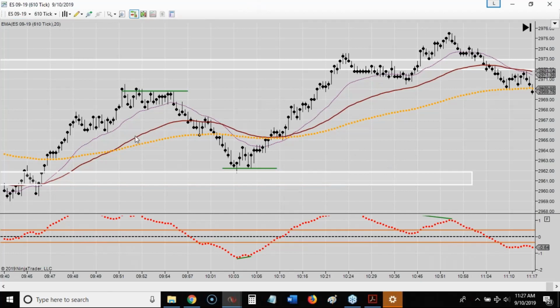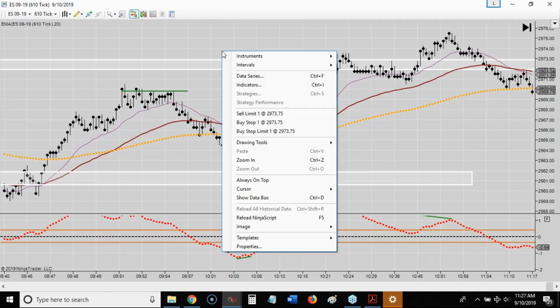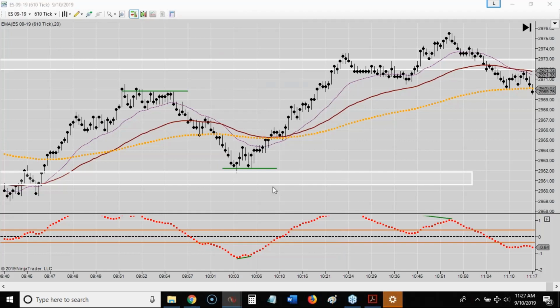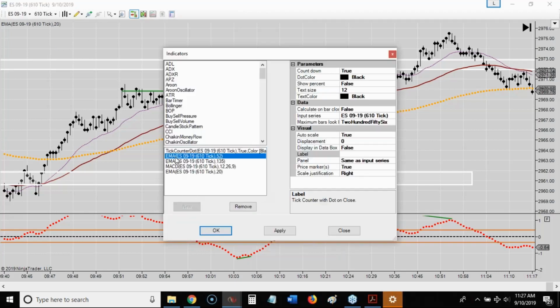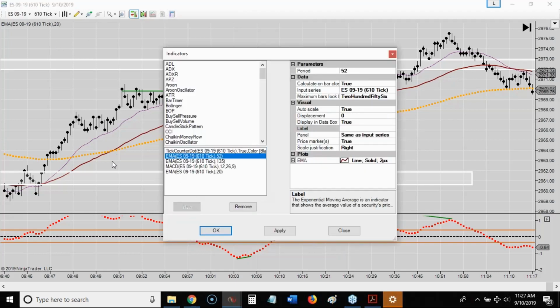And then I added in my EMA lines, the exponential moving average lines, right? So these are my indicators right here. I have my main one, which is this red one. This is my 52 period one. Then I also use the 135, which is a larger time frame, and I also use the 20, which is a shorter time frame. I saw that somebody in the questions asked about my 610 ticks.